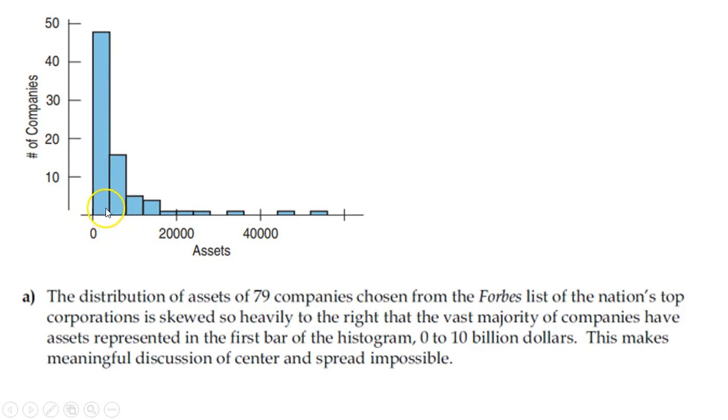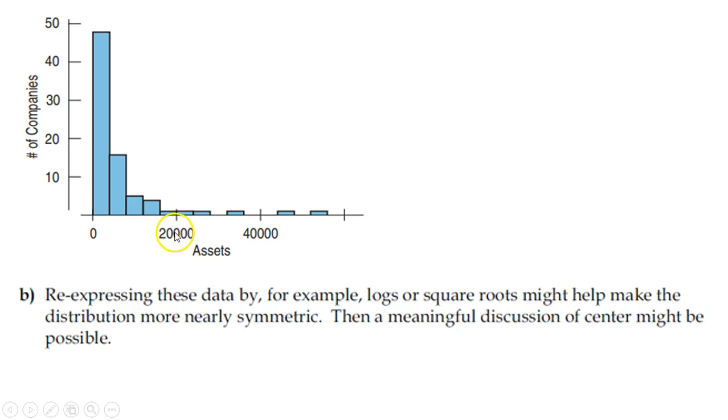And then after that, this makes the center almost impossible to find. I have no idea where that's going to be, but it's probably somewhere in here, if not in here, but that's it. So it makes it hard. And then re-expressing this data, for example, logs or square roots might help make the distribution more nearly symmetric so that a meaningful measure of center might be found.